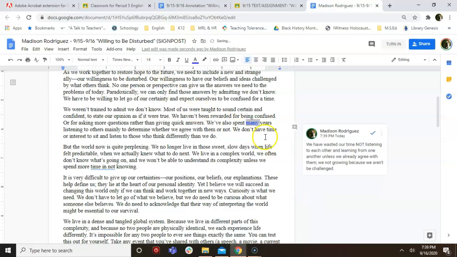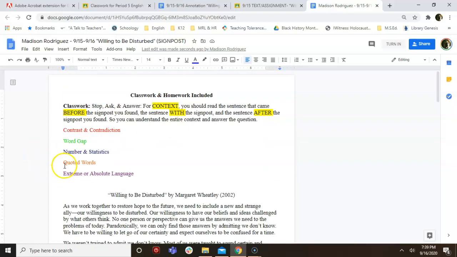Again, you don't just want to rewrite in your annotation what it says in the sentence. You want to ask yourself, what is the author saying? Because you've stopped for a moment. You found a signpost, you have stopped for a moment, and you're unpacking it. What is the author saying that is implied here? What is the author saying that goes beyond the literal words that are here? You want to read between the sentences and go to the meaning, to the explanation. Quoted words, we did that in class.